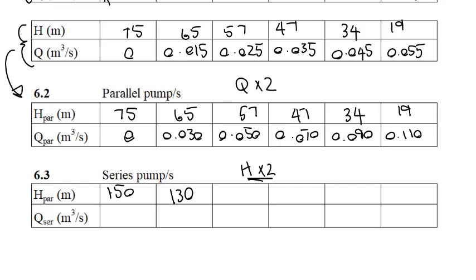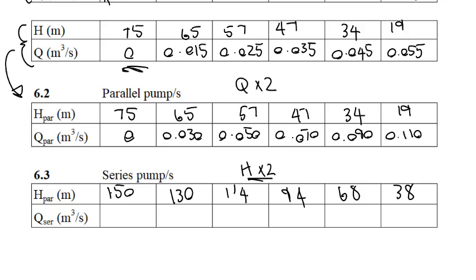57 times 2 gives us 114. 47 times 2 gives us 94. 34 times 2 gives us 68. 19 times 2 gives us 38. Okay, so the Q values stay the same.